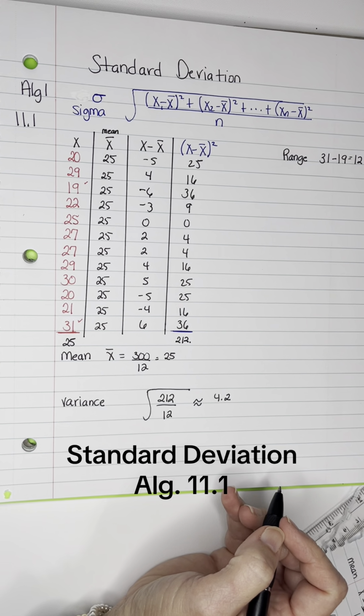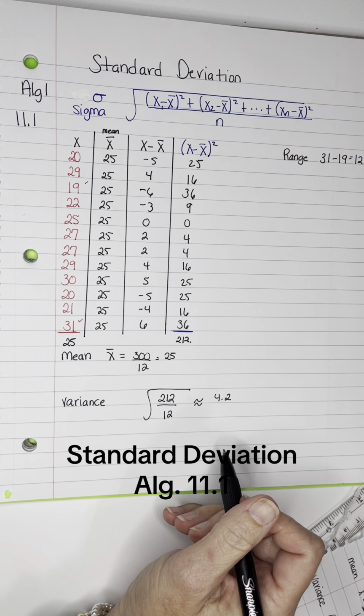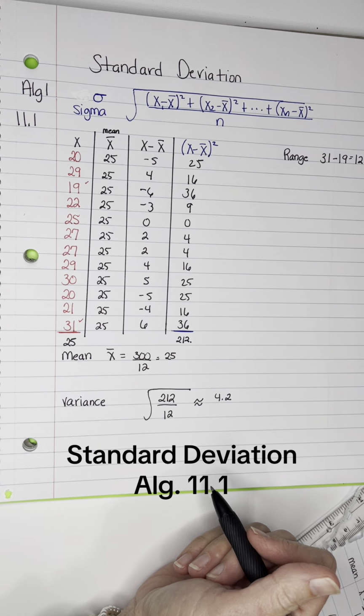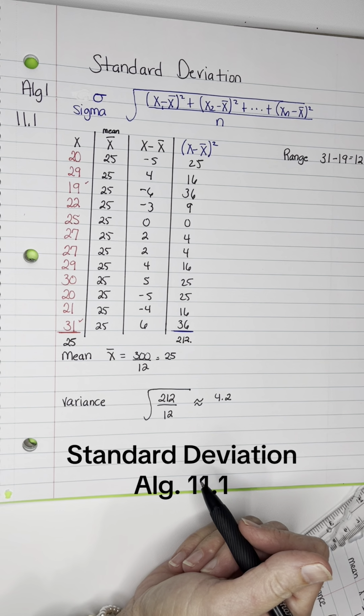And what that means is that the standard deviation is about 4.2. That's the typical age of a contestant differs from the mean by about 4.2 years.